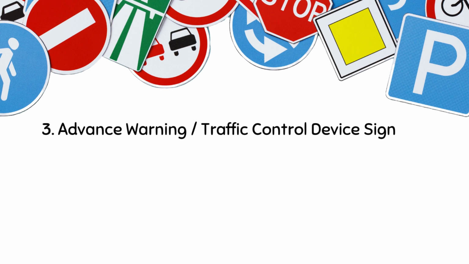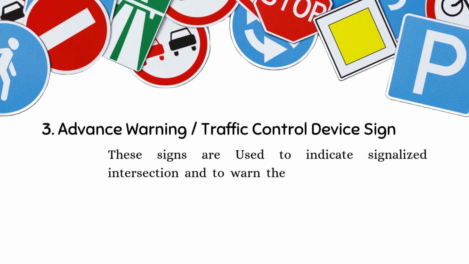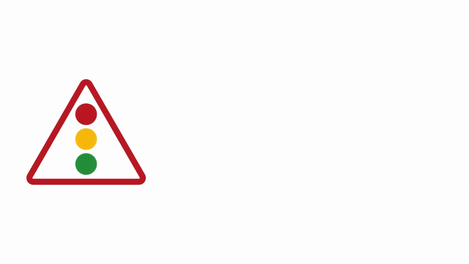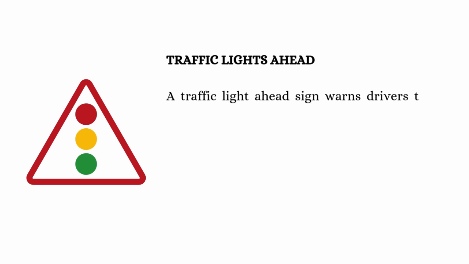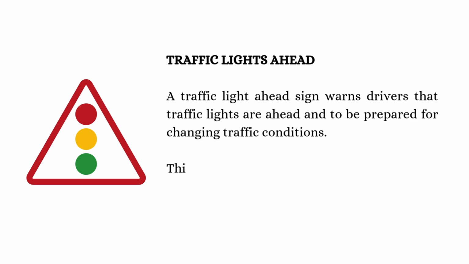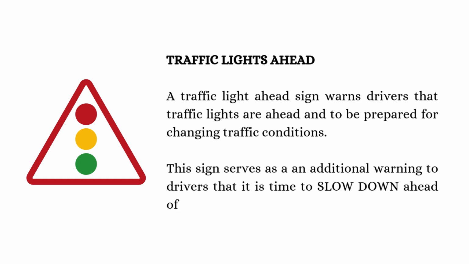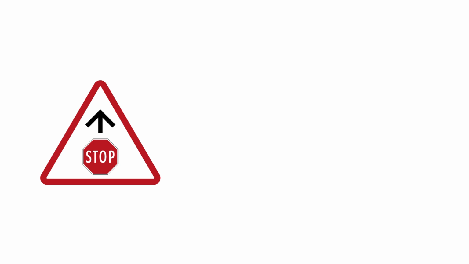3. Advance warning/traffic control device sign. These signs are used to indicate signalized intersections and to warn of the presence of stop and give way signs. Traffic lights ahead. A traffic light ahead sign warns drivers that traffic lights are ahead and to be prepared for changing traffic conditions. This sign serves as an additional warning to drivers that it is time to slow down ahead of the upcoming intersection.